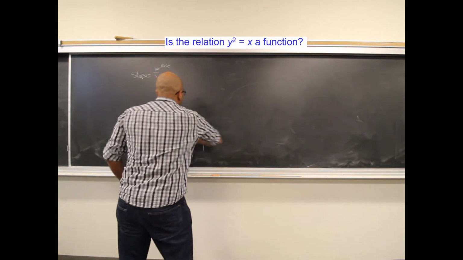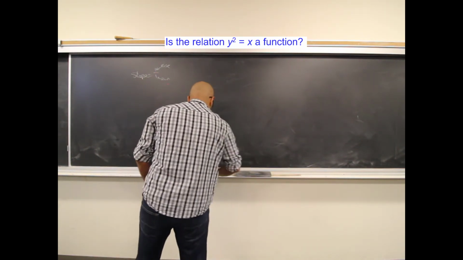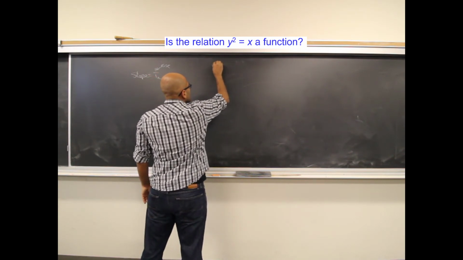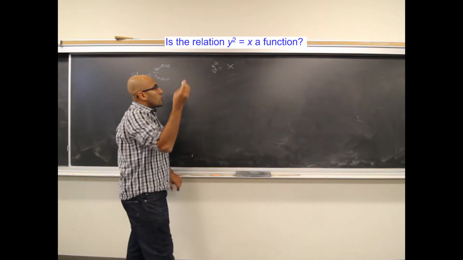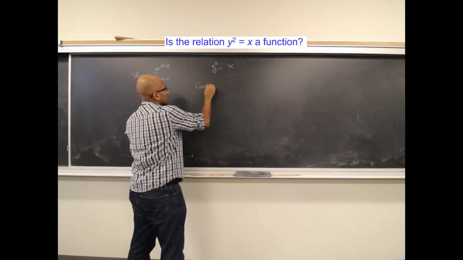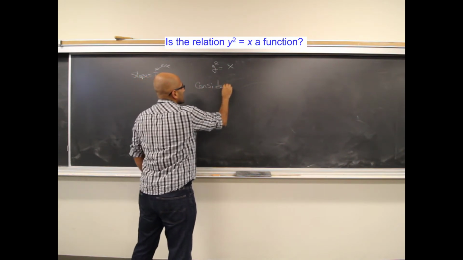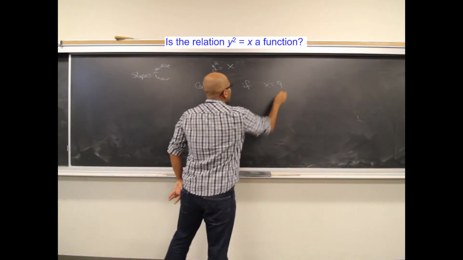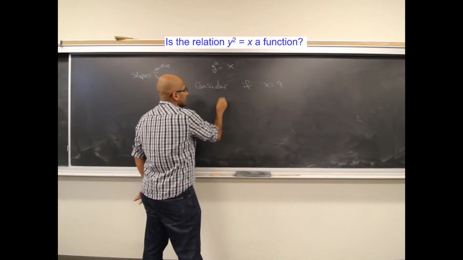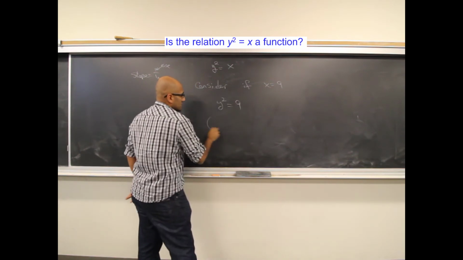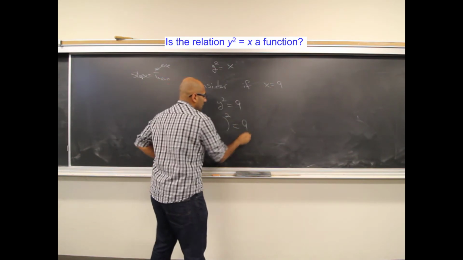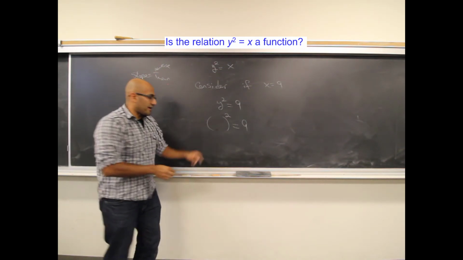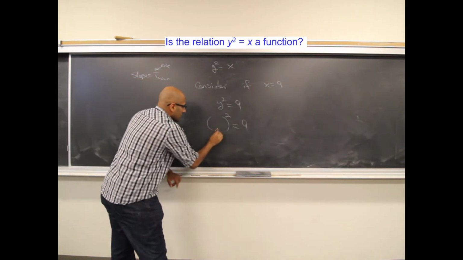Okay, so we have to think about this. We have y squared equals x. Consider this: if x is equal to 9, what are we going to get? y squared equals 9. Something squared equals 9. What can I stick in that something? 3. 3 squared equals 9, right? So I can put a 3 in there.